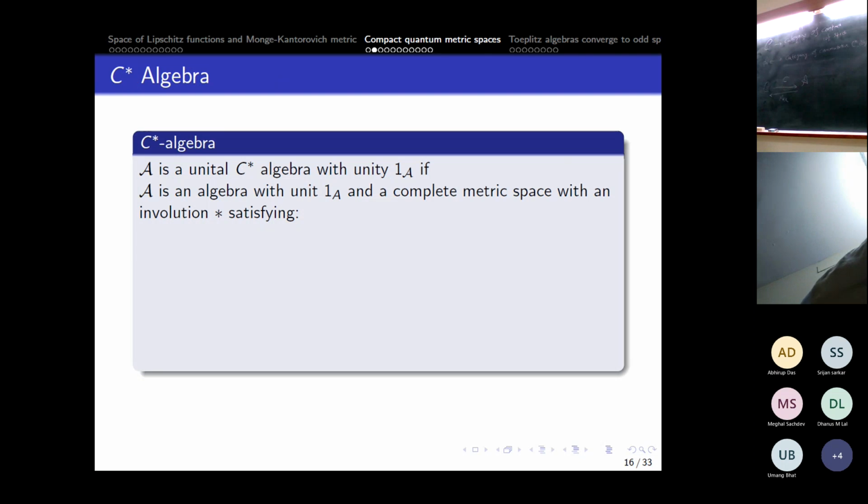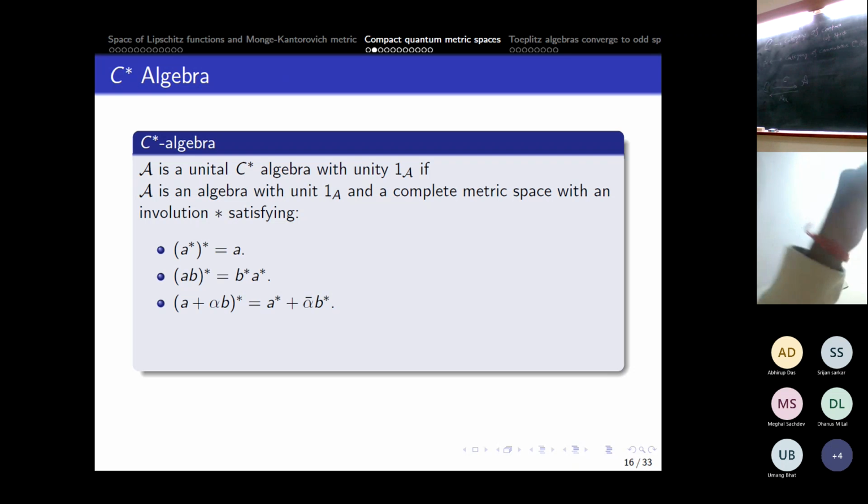So as promised, let me start with the definition of a C star algebra. It's an algebra with a unit, and there is a norm. So it's not just a complete matrix space, it's a complete normed space. And there is an operation star, which is from A to A. It works just like the adjoint of matrices. Basically, A double star should be A, (AB) star should be B star A star, and (A plus alpha B) star should be A star plus alpha bar B star.